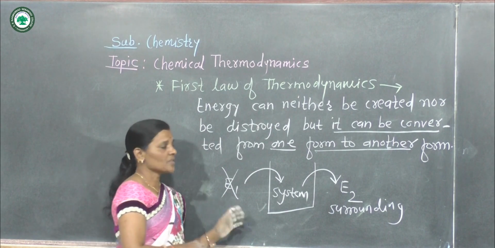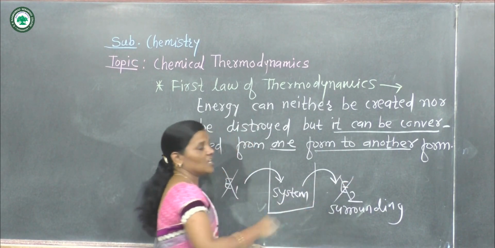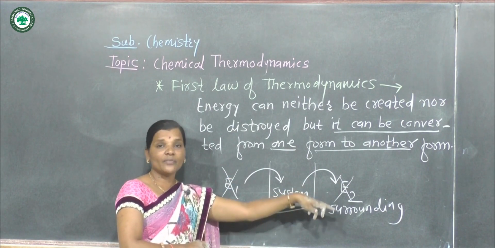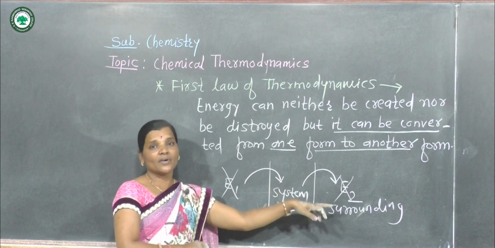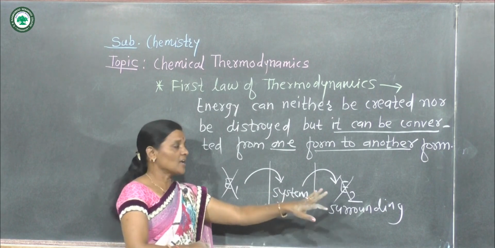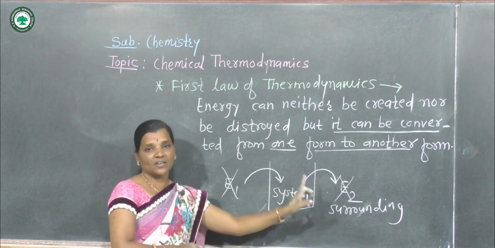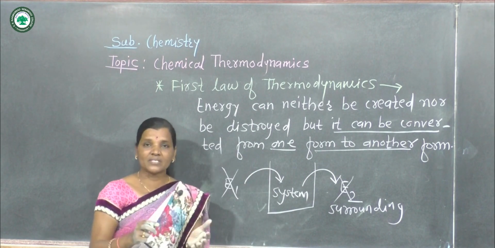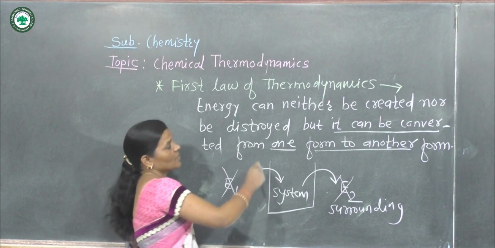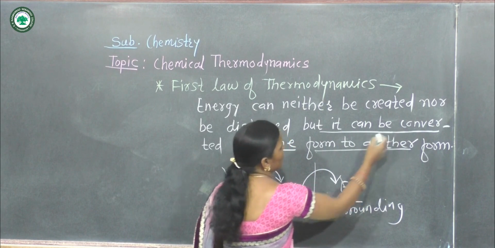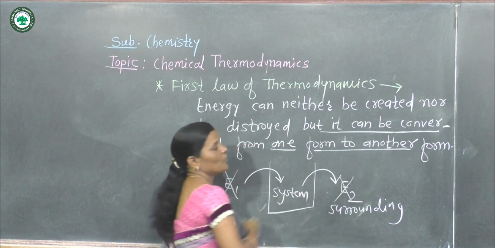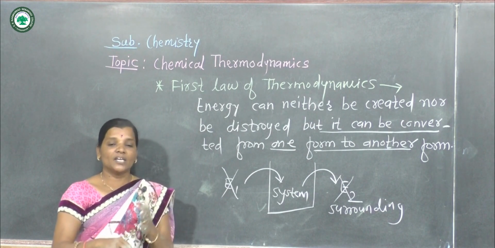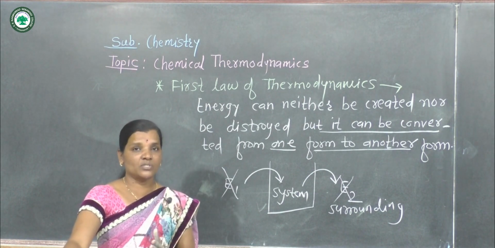Whatever energy is formed is only a conversion of one form of energy, not a formation. And also we cannot destroy these energies. We cannot form these types of energy, but there is conversion of one form of energy into another form of energy. That means the total energy of the universe remains constant.